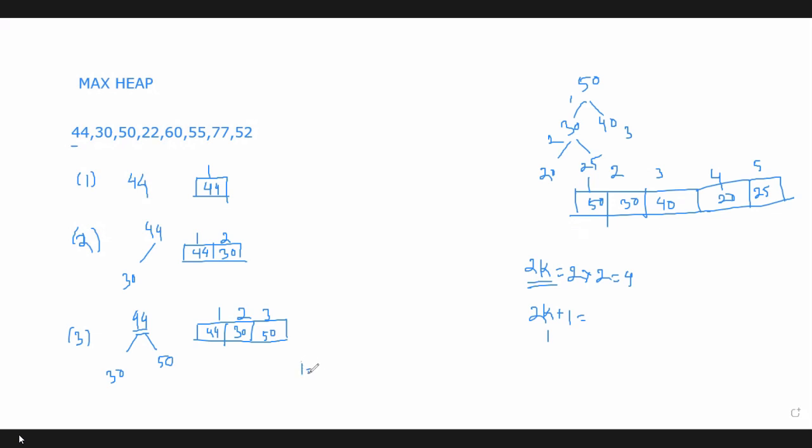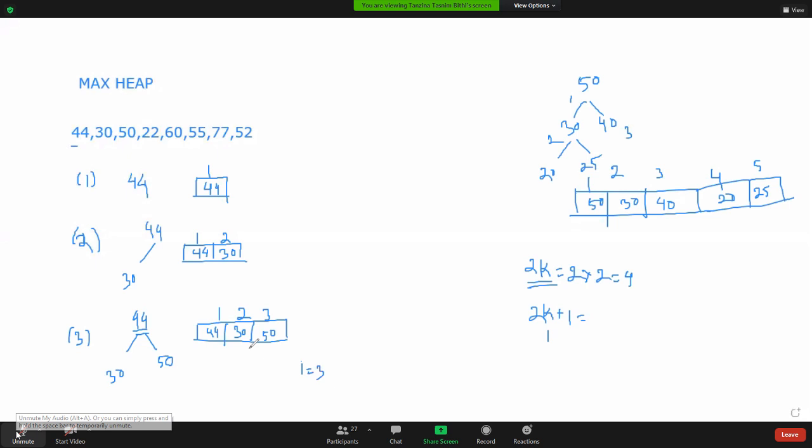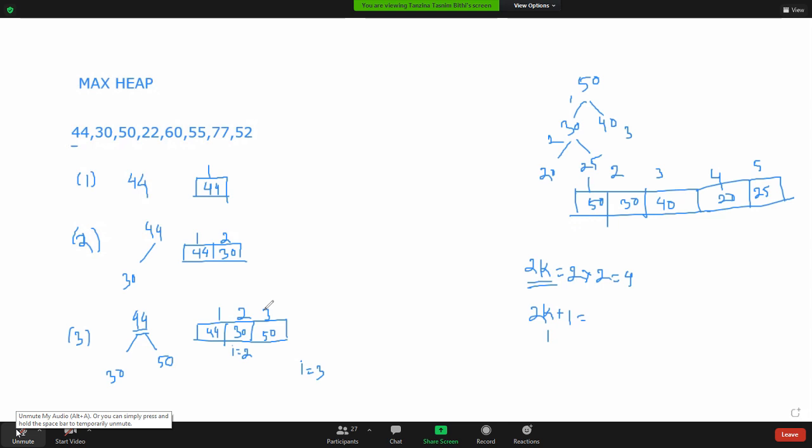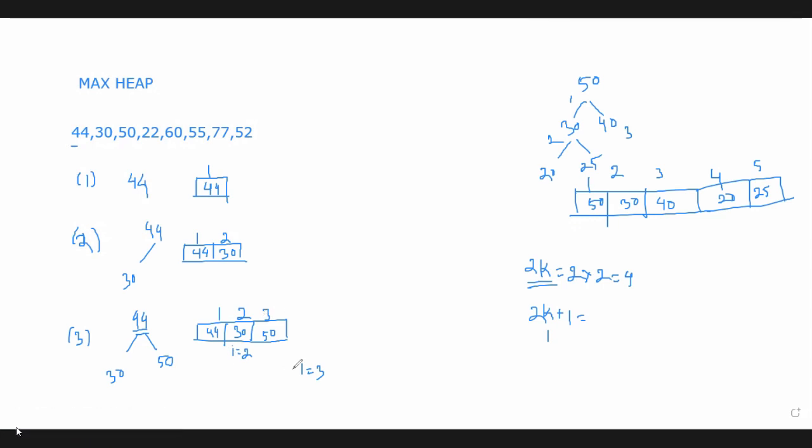Here I equals 3. I is a pointer. After inserting a new node, this pointer value will be increased by 1. So when I equals 2, that means it is denoting the node 30. When we inserted another node in this position, the value of I was increased. Now I equals 3. So for that node, how can we find out its parent node?